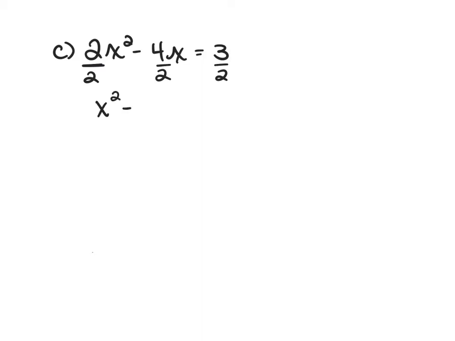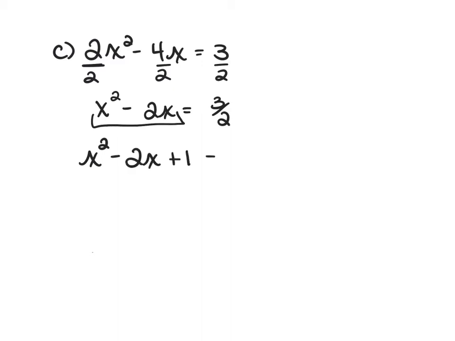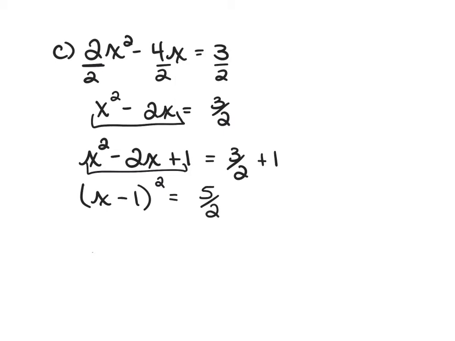So we have x squared minus 2x equals 3 halves. And then what you're going to do is worry about your perfect square right here. To get negative 2, half of that is negative 1. Negative 1 squared is plus 1. So I'm going to add 1 here and add 1 on this side. To clean it up, x minus 1 squared on this side, which covers this. And then when we add this, we get 5 over 2.